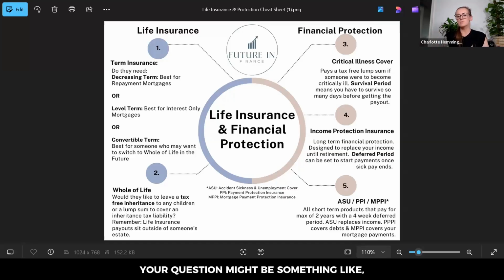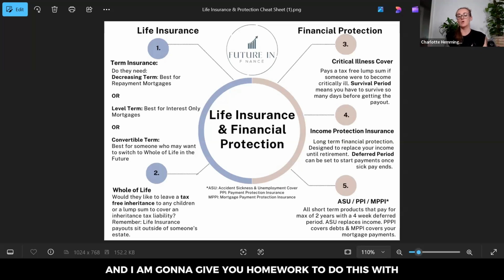Your question might be something like, what is the average deferred period for accident, sickness, and unemployment cover? In which case, it's 4 weeks, regardless of what the case study says. So read the question first and then go, okay, do I need the case study to be able to answer this question? And if you do, these are the 4 steps that you will follow to be able to package anybody up with the right level of life insurance and financial protection.